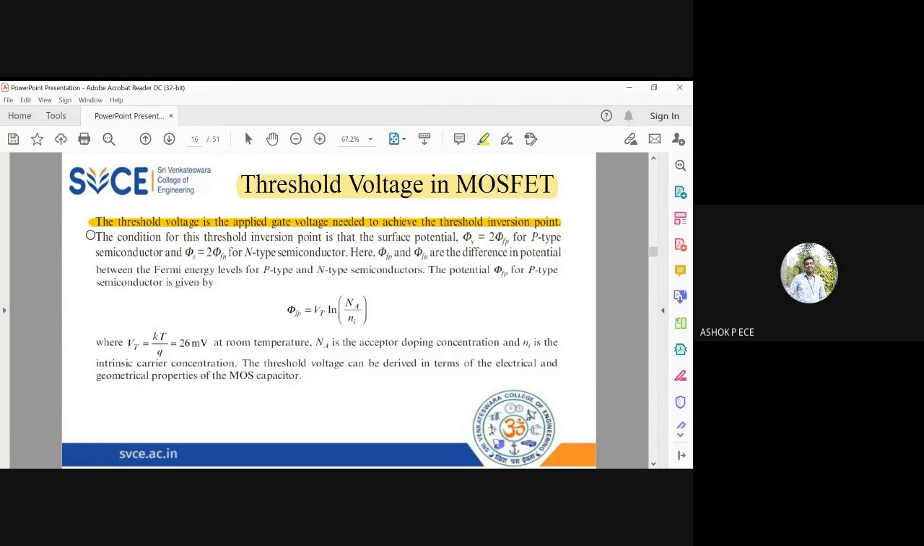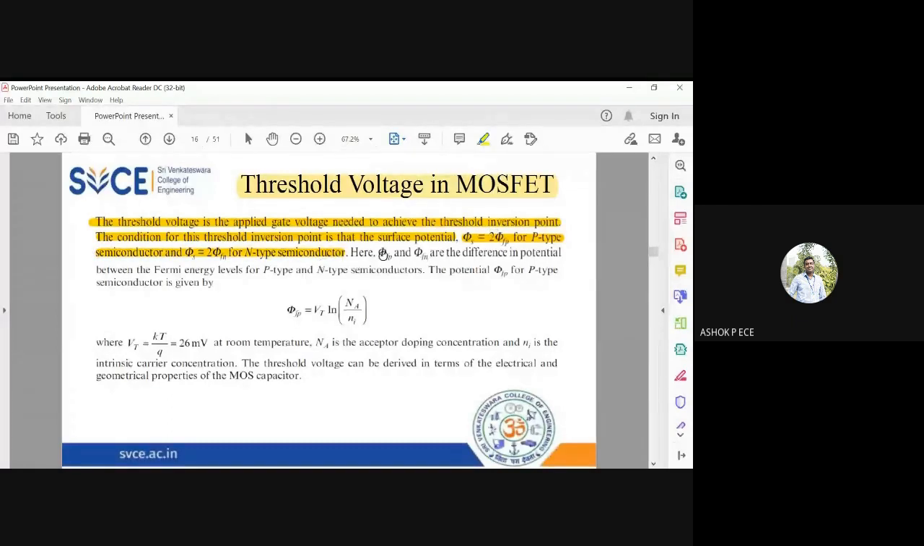So for that, we are going back into the physics and we are going to derive the expression for threshold voltage in terms of the thermal voltage and the doping concentration. The general condition for threshold is that your surface potential should be 2 times your Fermi voltage. The surface potential phi s is going to be 2 phi fp for p type material, and 2 phi fn for n type material. So the surface potential is always 2 times the Fermi level voltage for N type and P type.